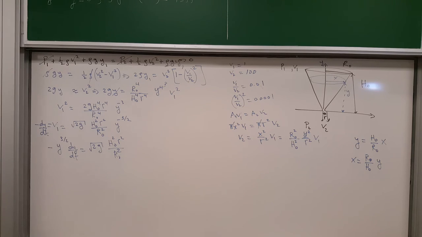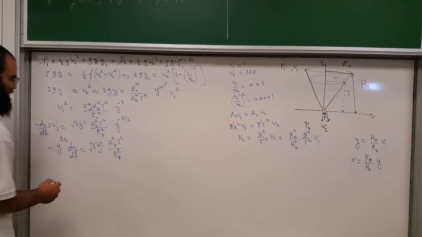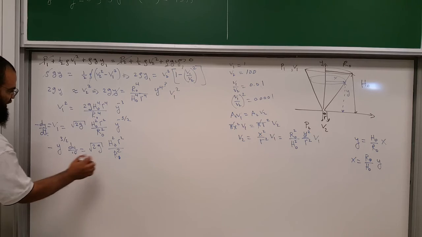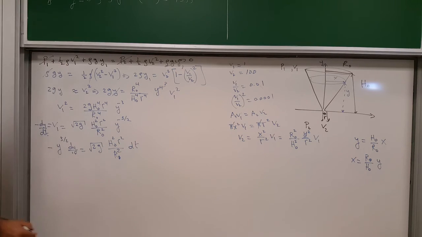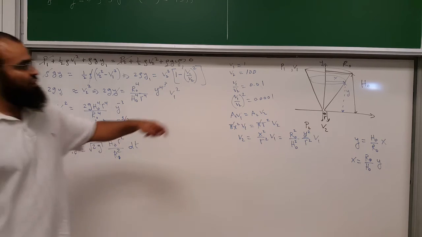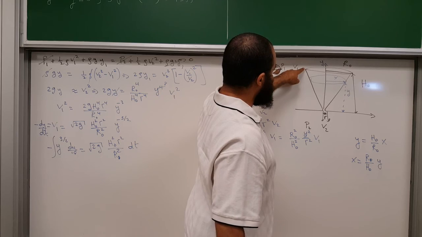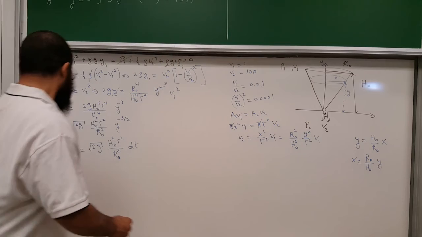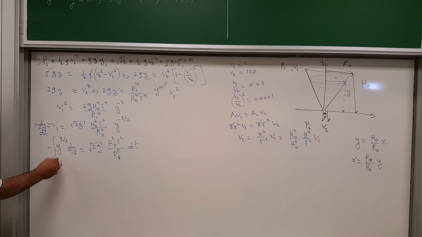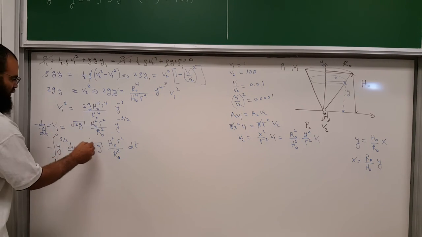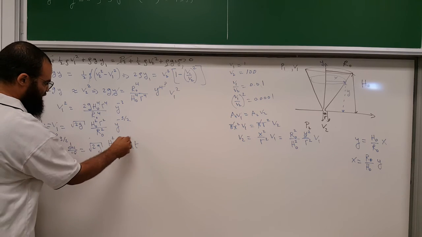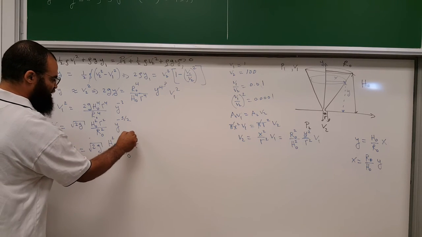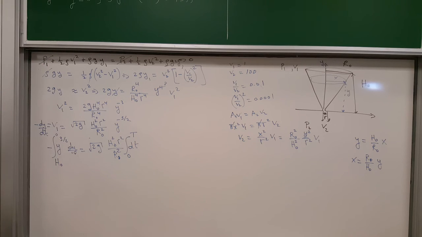Let me make sure I have enough time. Yeah, I do. R0 squared. And multiply both sides by dt, so I have dt here. Now we will integrate. We'll integrate from y initial, which is h0, to y final, which is 0. So from h0 to 0. And all of these are constants, so we're going to integrate this one from 0 to the time at which it drains. I'm going to call it capital T.